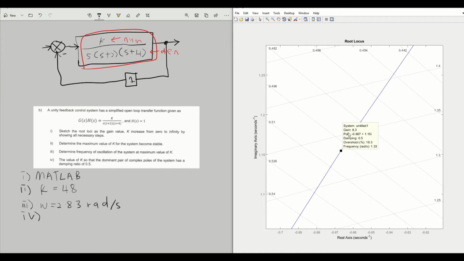Okay, it's stated on this graph that the gain at the damping ratio of 0.5 is 8.3. So the last answer, the value of k, is 8.3.